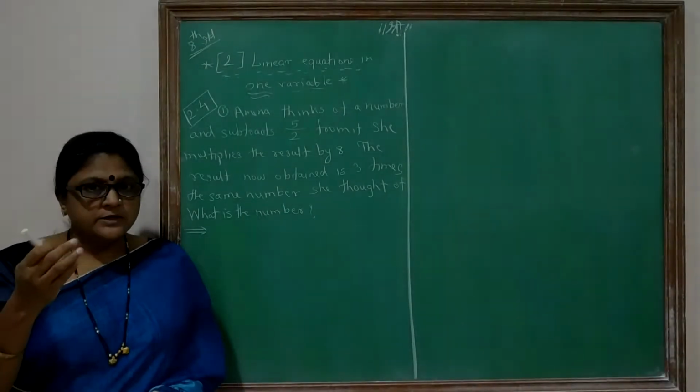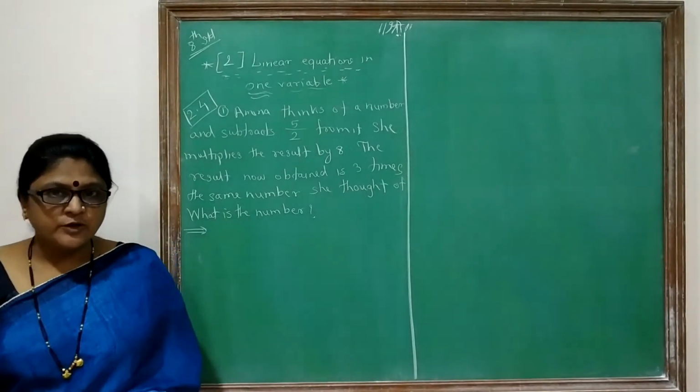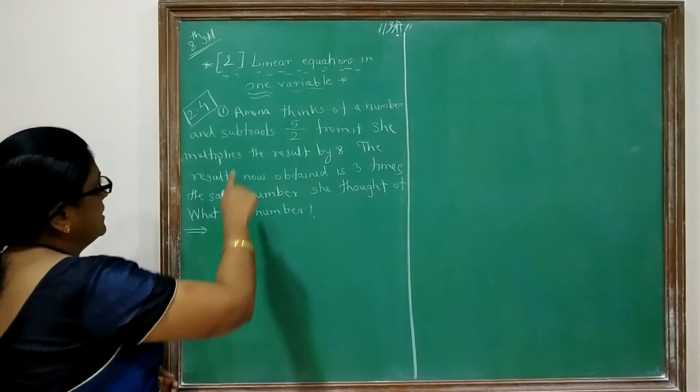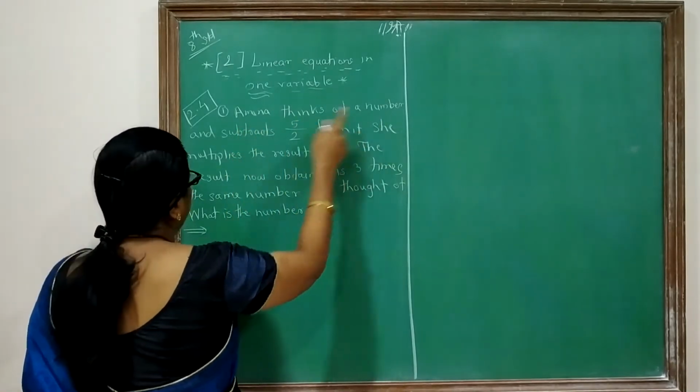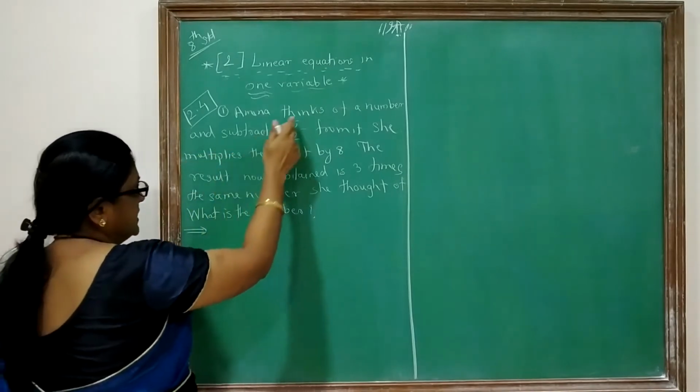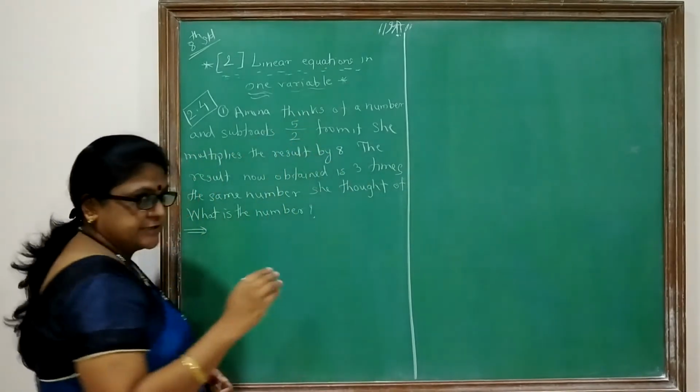Numericals. In the previous lecture we have seen 2.6, and in this lecture we are going to see 2.4. Then your first question is what? Amina thinks of a number and subtracts 5 by 2 from it.